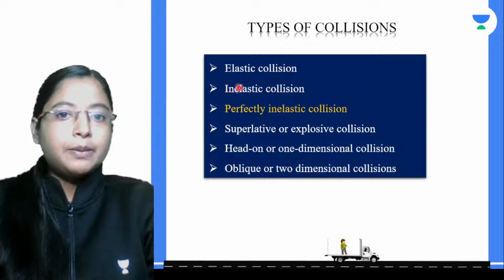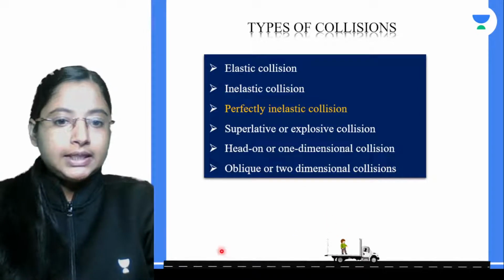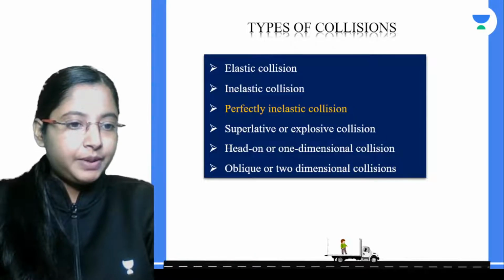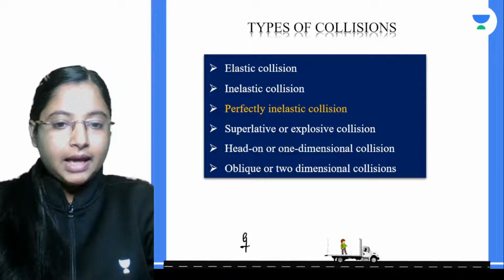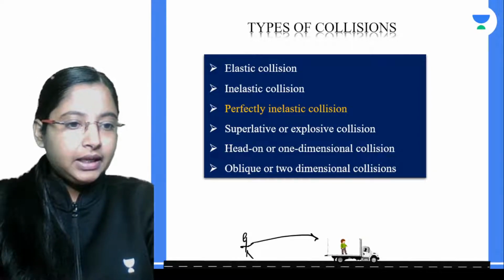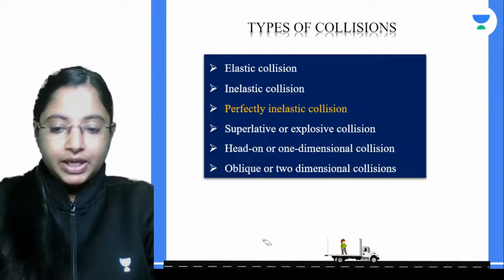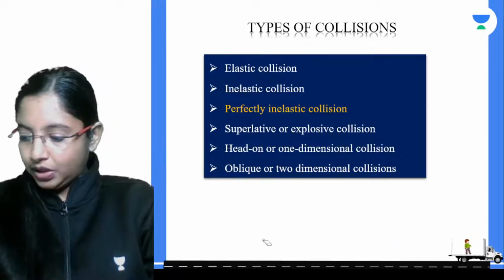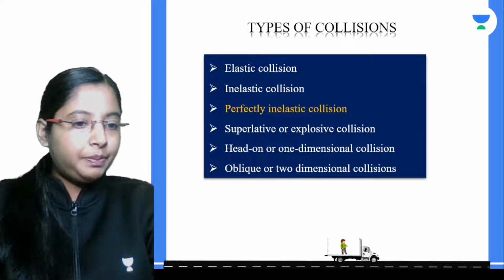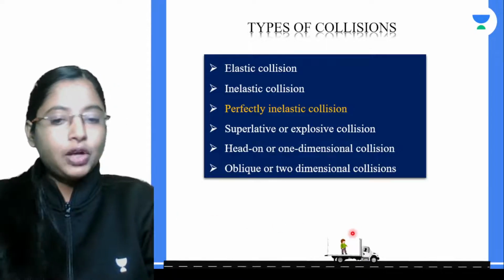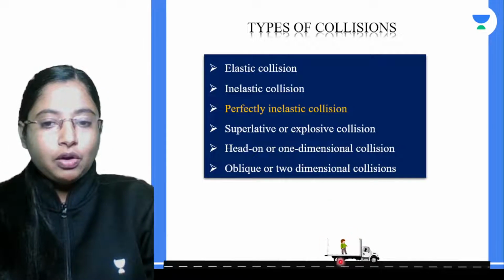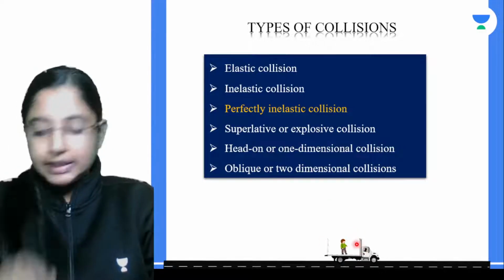Next, what we have is a perfectly inelastic collision. Let's say we have a person here, and he runs and jumps into this trolley, and then the trolley and the person move as one single system. Initially the trolley and the person had different velocities, but after the person jumps into the trolley, both move with one single velocity.